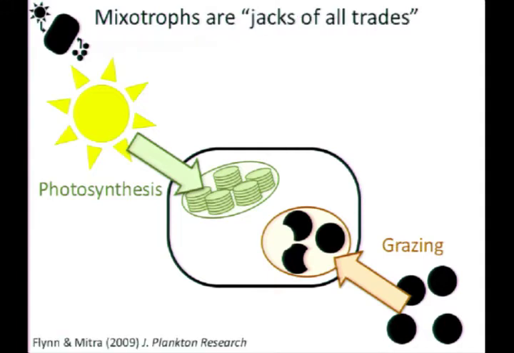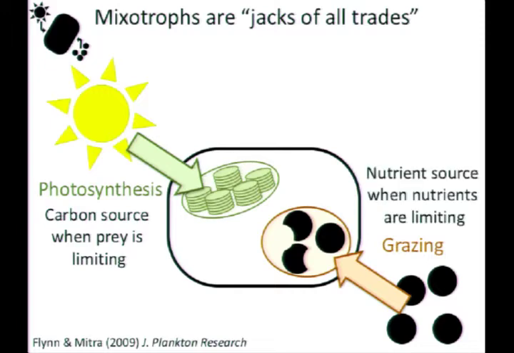Now, these mixotrophs are really jacks of all trades, right? On the one hand, they can use photosynthesis, which means that they have this source of carbon when, for example, their prey are limiting. And on the other hand, they can eat things, which means that not only are they getting carbon from their prey, but they also have a source of nutrients when nutrients are limiting. Because remember, when you take up that tasty bacterium, you're getting not just the carbon contained within it, but also the nitrogen, the phosphorus, the iron, and so on.